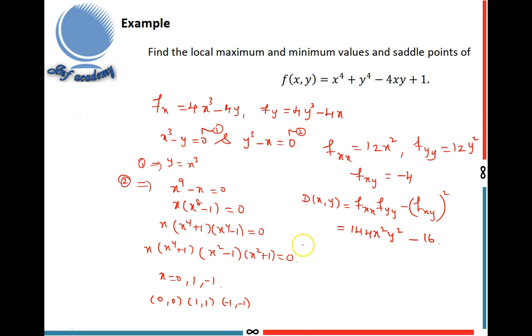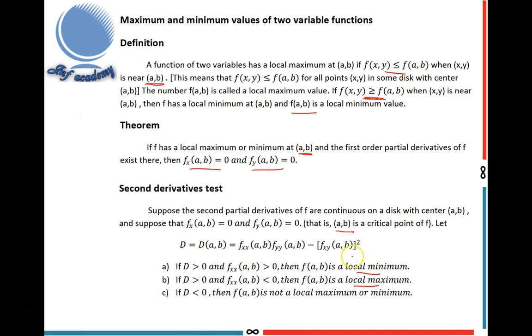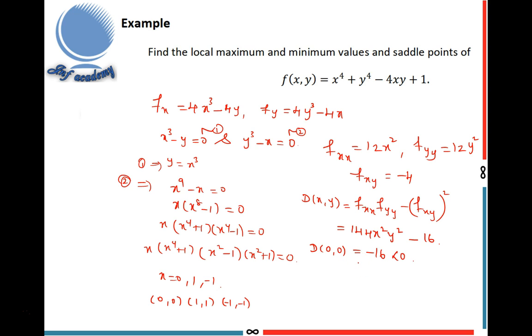First I substitute the critical point (0, 0). I got that value is minus 16. This is less than 0. So it follows from case C of the second derivative test that the origin is a saddle point. That means f has no local maximum or minimum at (0, 0). So (0, 0) is called a saddle point.